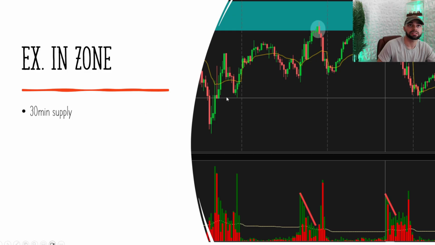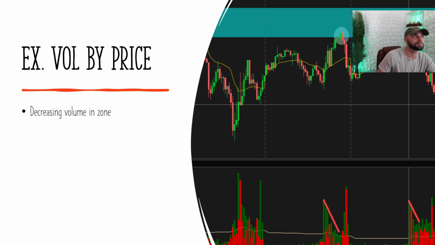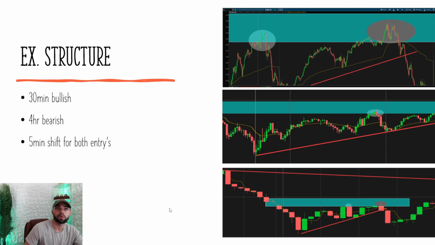So let's just go over some examples, right? In the zone, 30-minute supply right here, twice, right? Volume by price. Volume is decreasing as we approach supply. What's the structure, right? What is the structure for the short? The 30-minute is bullish, right?